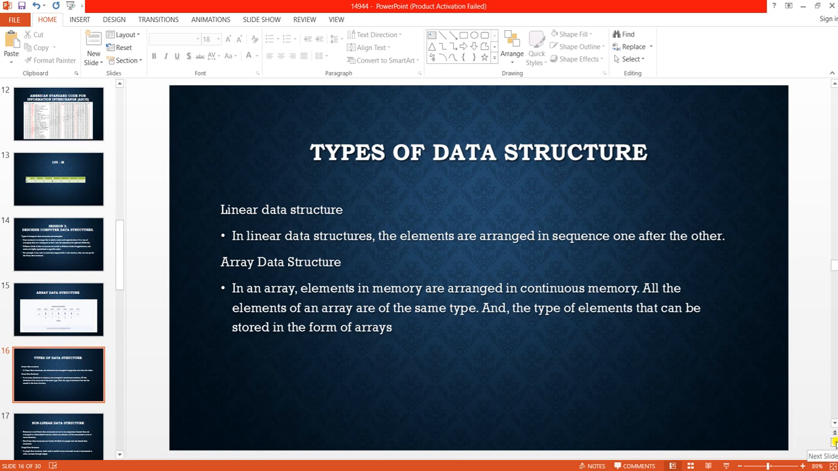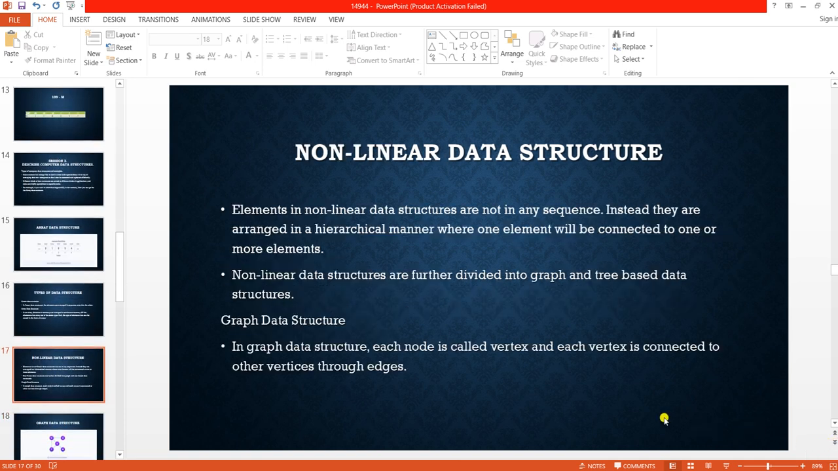Also, for nonlinear data structure, elements are not in any sequence. Instead, they are arranged in a hierarchical manner where one element will be connected to one or more elements, meaning in hierarchical data, the parent is connected to the other. So we have the parent, and in this instance the parent may consist of subdivisions.